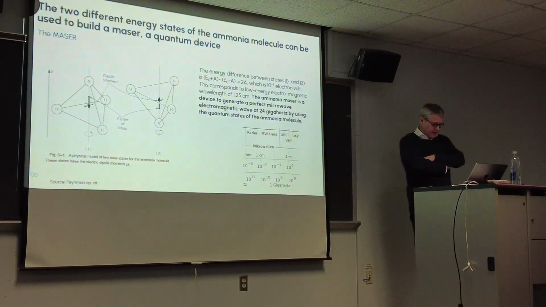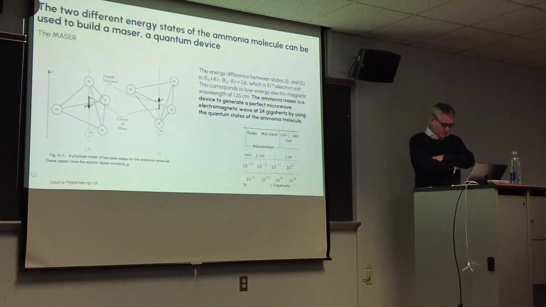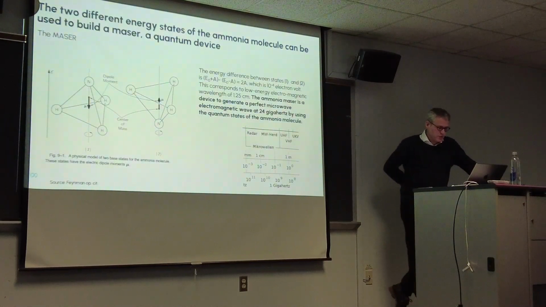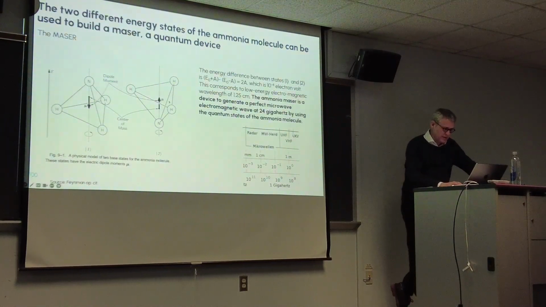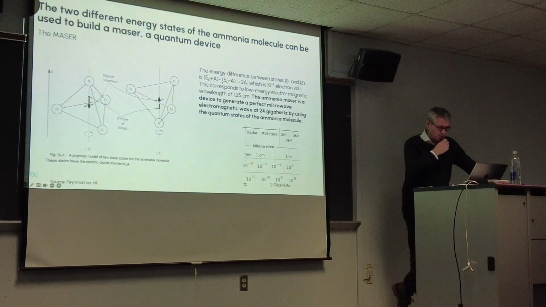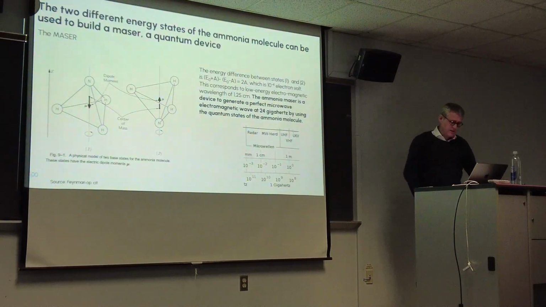Well, if you look again at the molecule, you have the energy difference between the states, and we know that it is E0 plus A divided by the Planck constant minus E0 minus A divided by the Planck constant. If you calculate this out, then you get 2A. And 2A is 10 to the minus 4 electron volt.